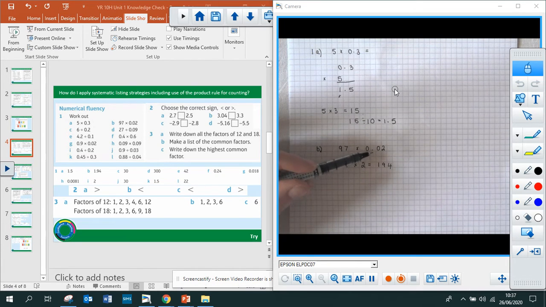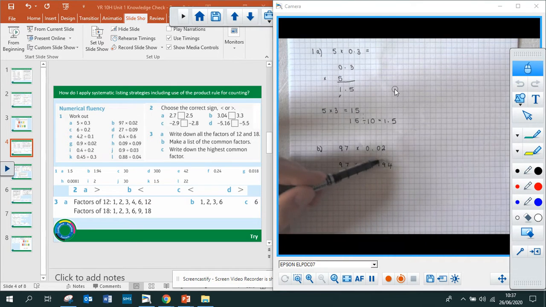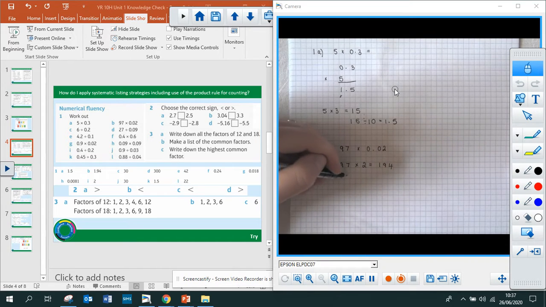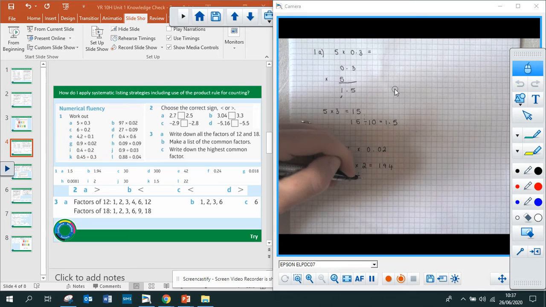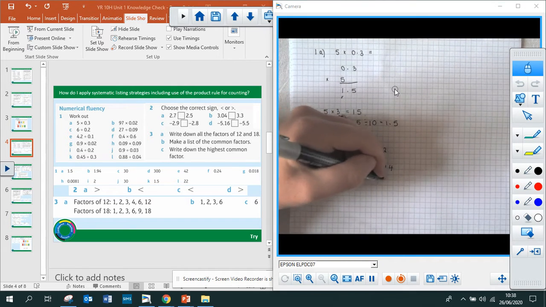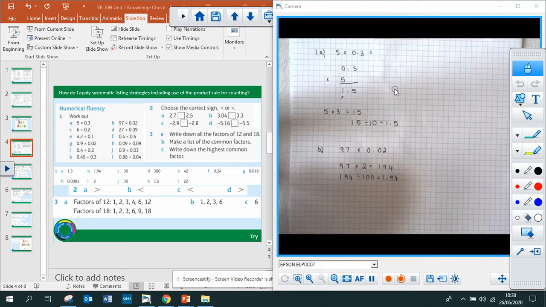Well, 0.02 is 100 times smaller than 2, because 0.2 would be 10 times smaller, therefore 0.02 is 100 times smaller. So in order to get the correct answer, I need to divide my answer by 100 to make my answer also 100 times smaller. So 194 divided by 100 gets you to 1.94.